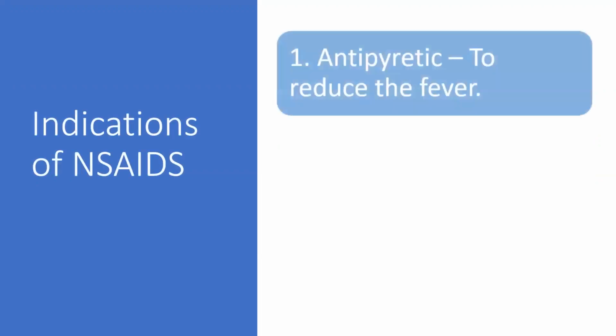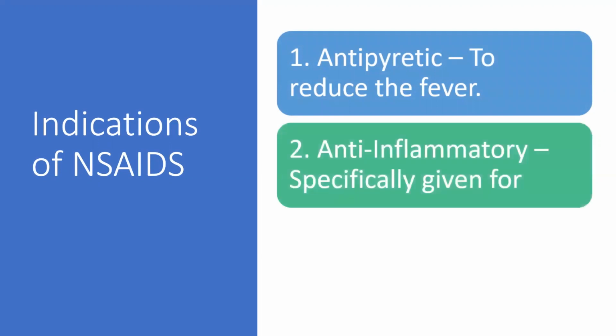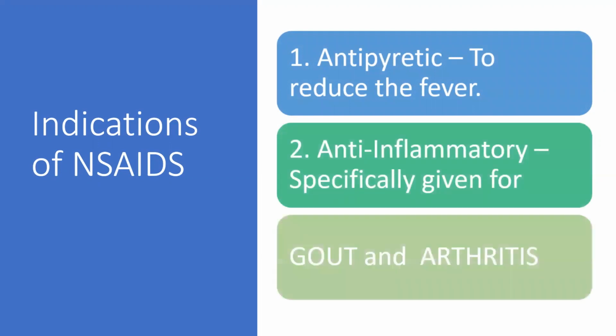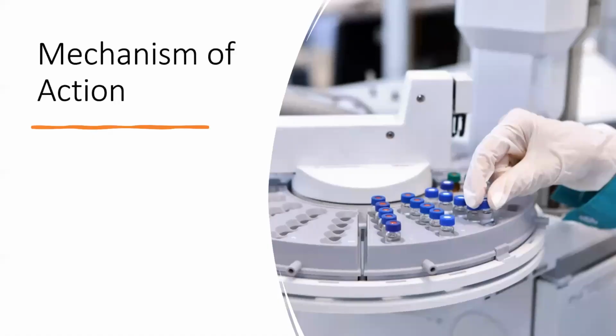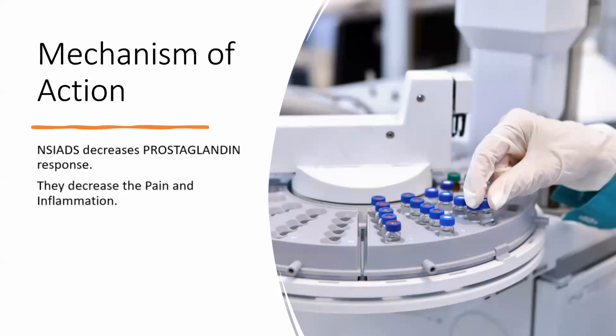What are the indications of NSAIDs? They are antipyretic, used to reduce fever, and anti-inflammatory, especially given for gout and arthritis. What is the mechanism of action? NSAIDs decrease the prostaglandin response, which causes pain. They decrease the pain and inflammation, and they decrease platelet aggregation, especially with aspirin.